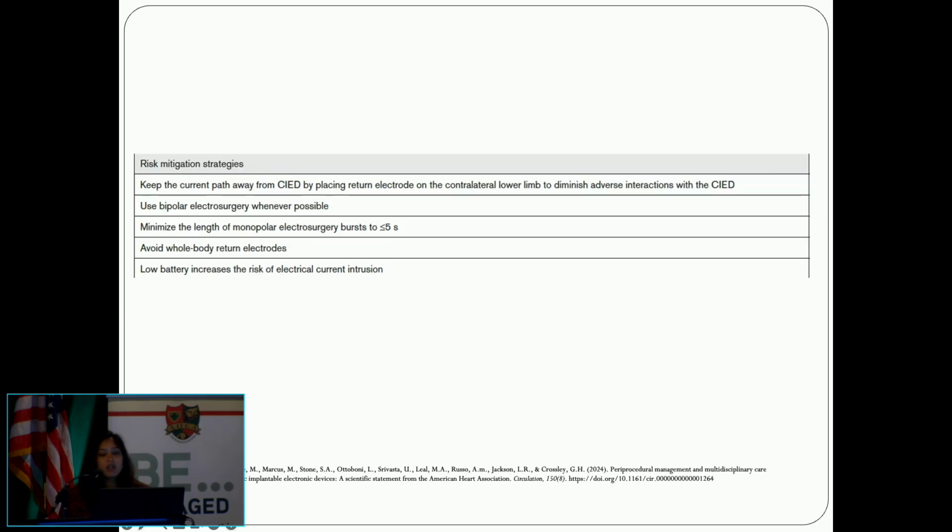And these are some of the recommendations to avoid EMI. You should keep the current path away from the device by placing the return electrode on the contralateral lower limb. Use bipolar electrocautery whenever possible. And if using monopolar electrocautery, limit the burst to less than 5 seconds. And low battery of the device increases the risk of electrical current intrusion.